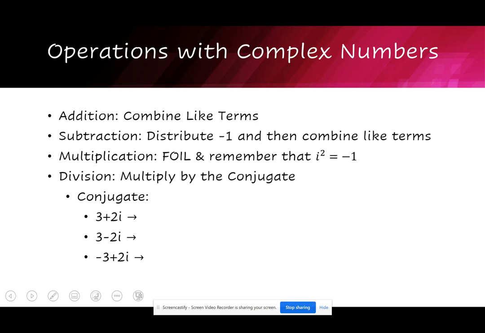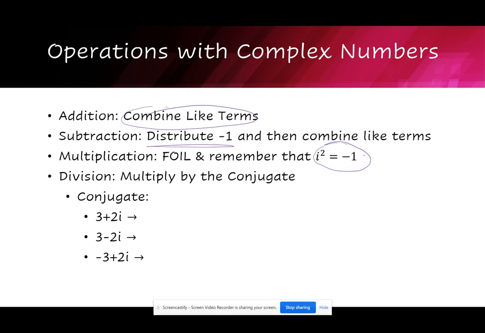Lastly, we're going to do operations with these complex numbers. When we're adding, all you do is combine your like terms. So i's are a like term and constants are like terms, combine them. Subtraction, you distribute your negative 1, then combine like terms just like we've been doing. Multiplication, you multiply it out like normal, but you just have to remember that i squared is negative 1 and replace that at the end.